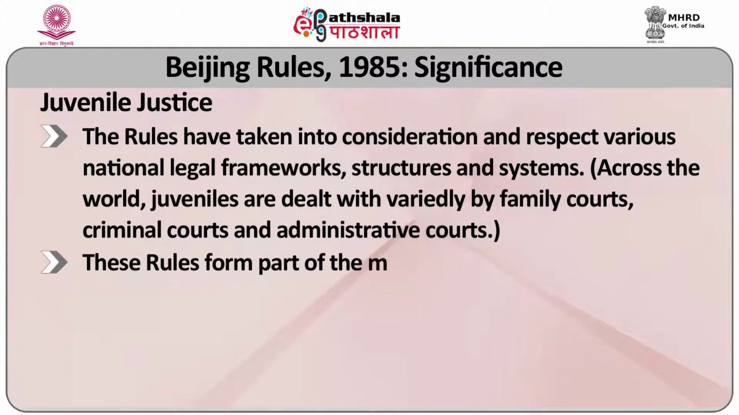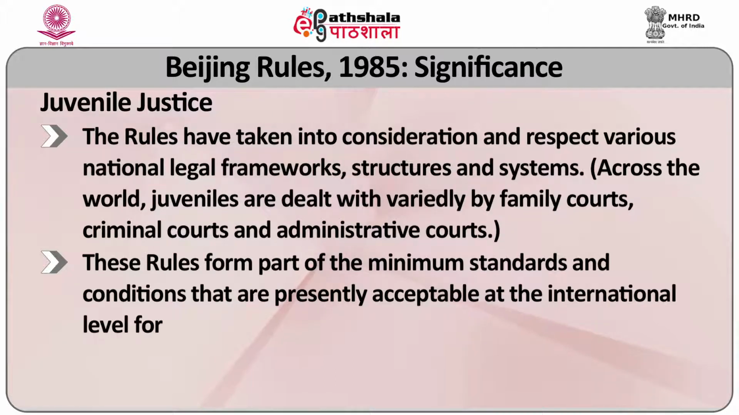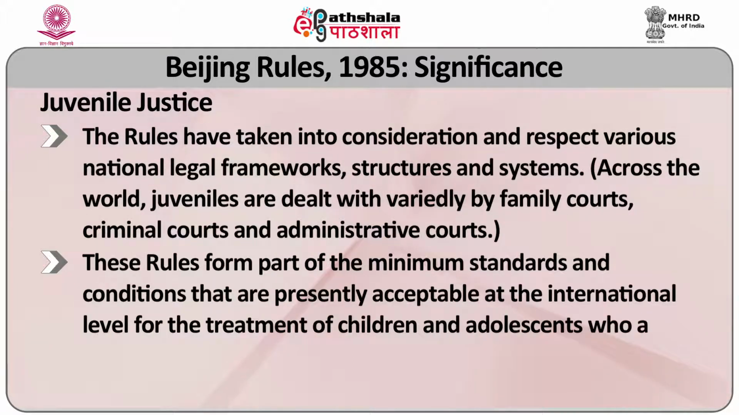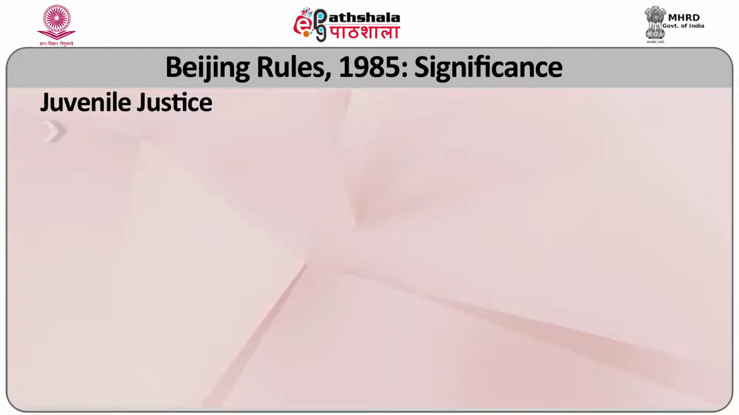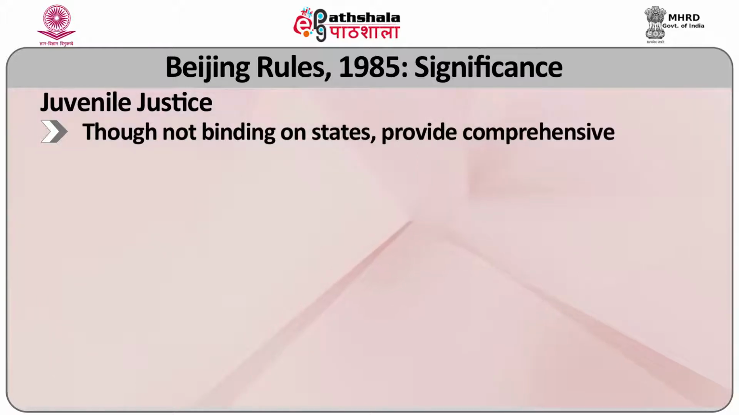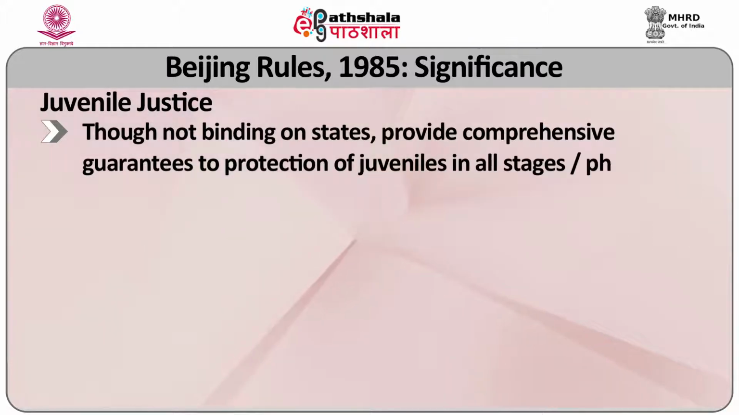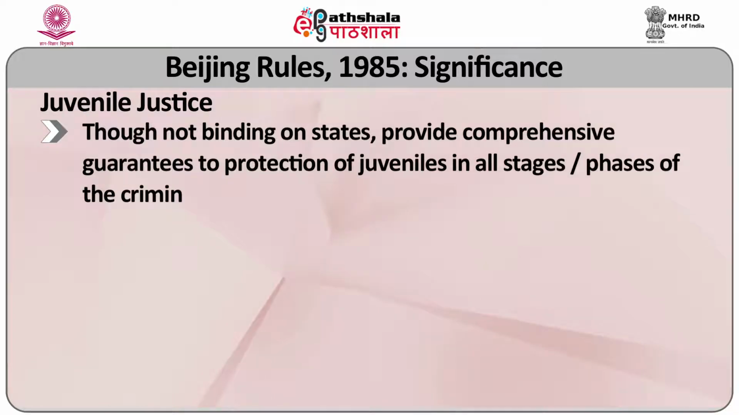These rules form part of the minimum standards and conditions that are presently applicable at the international level for the treatment of children and adolescents who are in conflict with the law. Though the Beijing rules are not binding on states, what they do is that they provide comprehensive guarantees to protection of juveniles in all stages and phases of the criminal justice process.